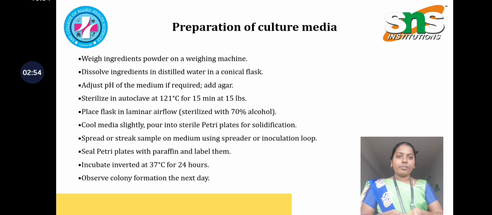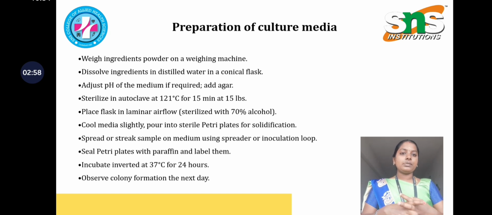Coming to the preparation of culture media. First, you weigh the ingredient powders on the weighing machine: how much peptone, how much beef extract, yeast extract, NaCl. You must weigh the ingredient powders and dissolve them in distilled water in a conical flask. After adding distilled water, you adjust the pH. And if required, you add the agar.